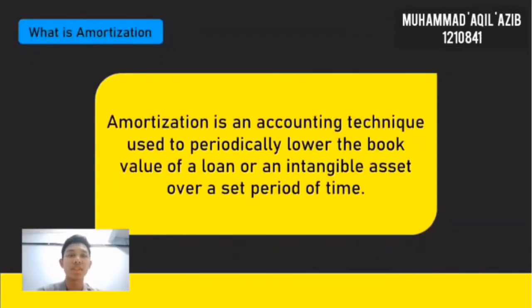What is amortization? Amortization is an accounting technique used to periodically lower the book value of a loan or an intangible asset over a set period of time. Concerning a loan, amortization focuses on spreading out loan payments over time. When applied to an asset, amortization is similar to depreciation.